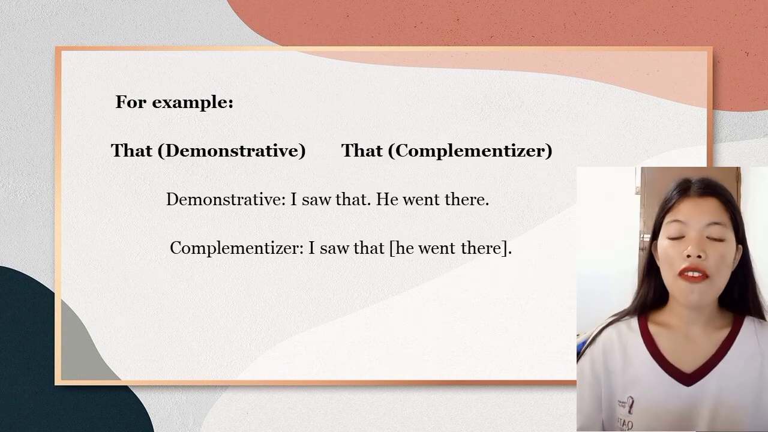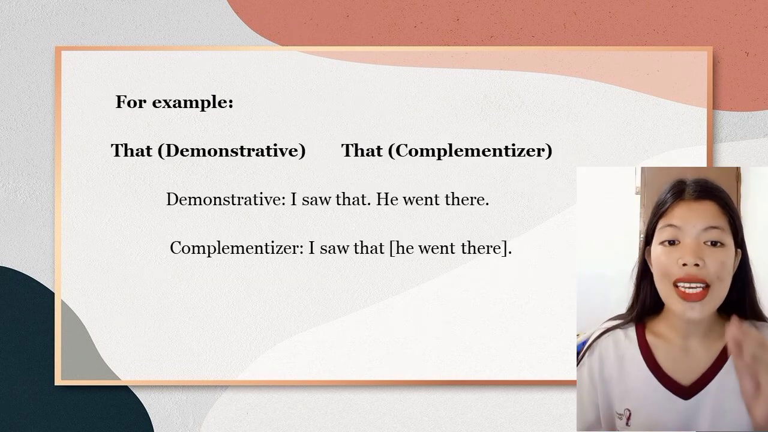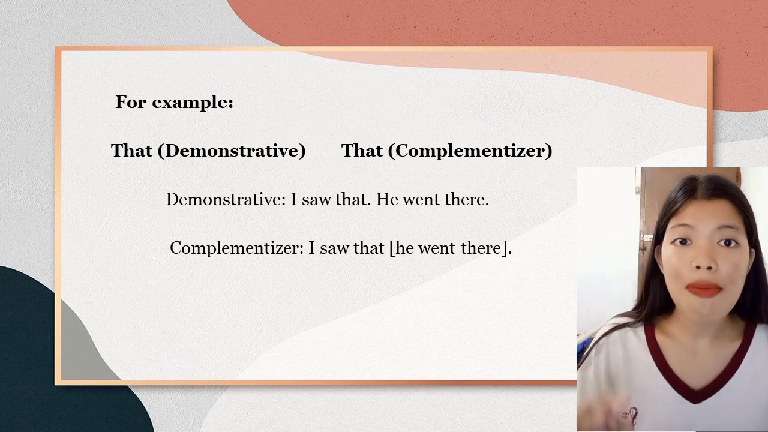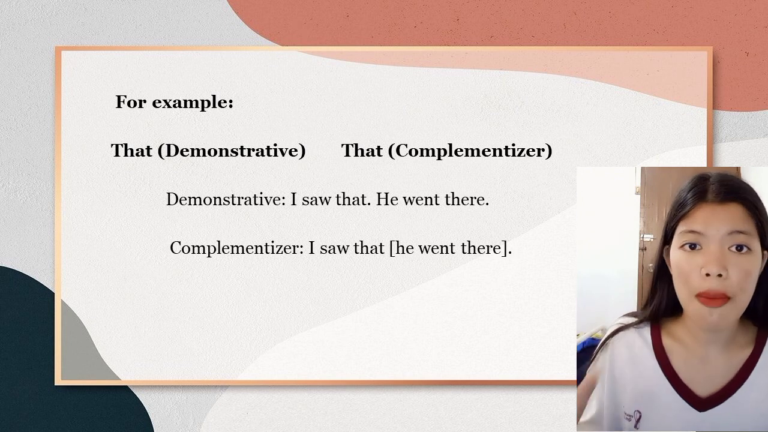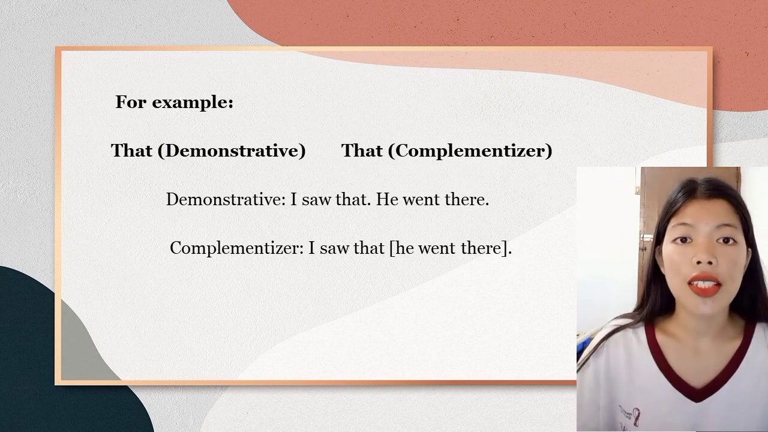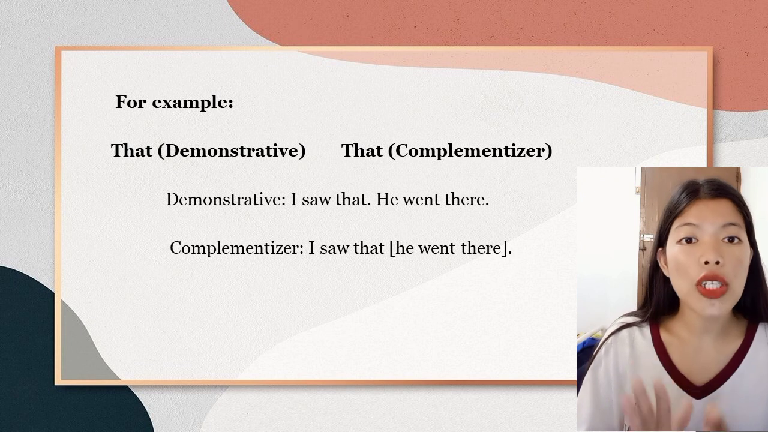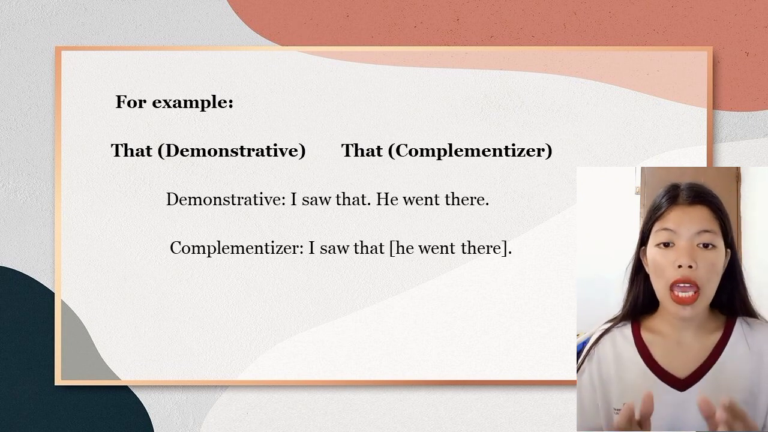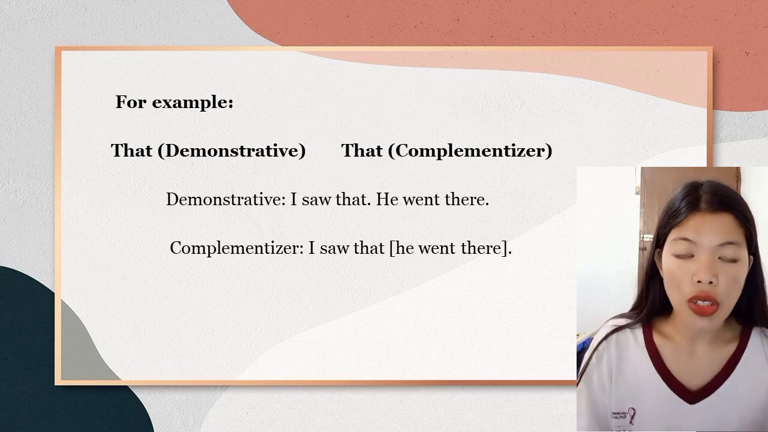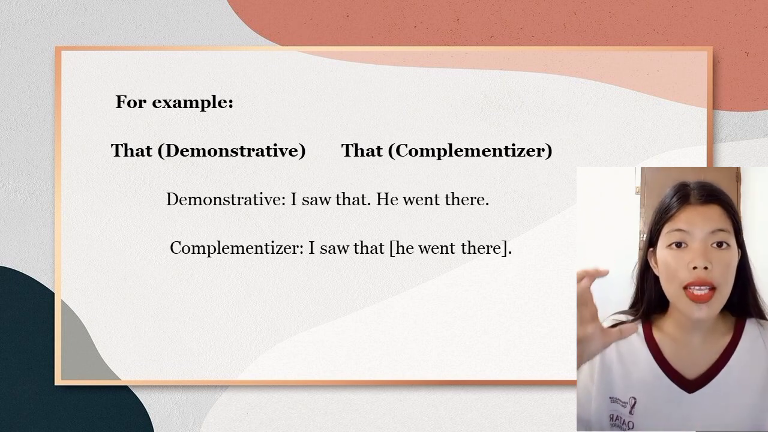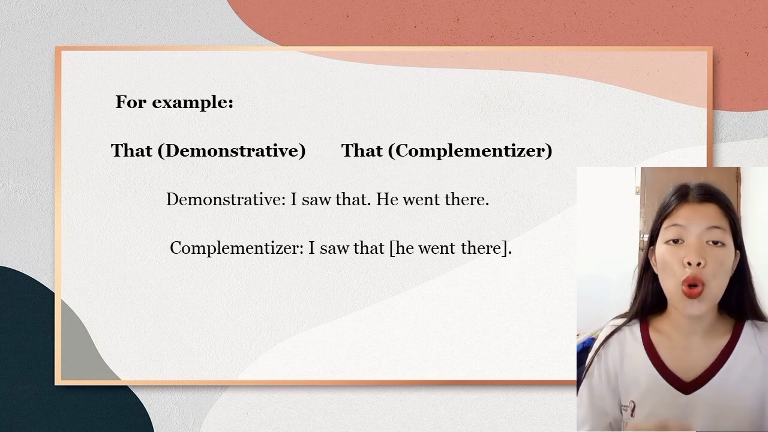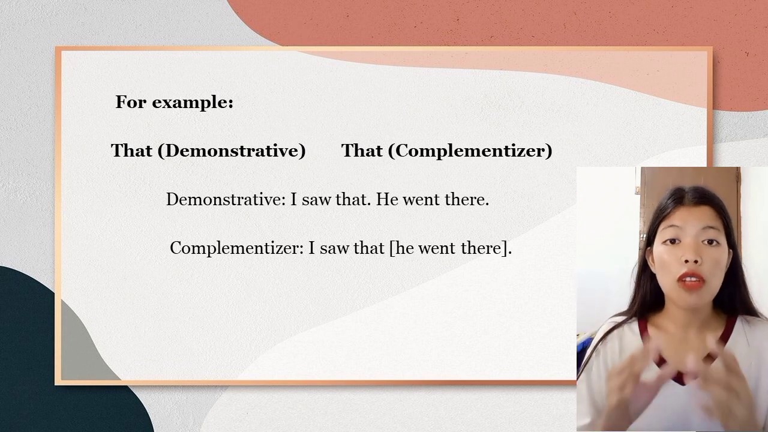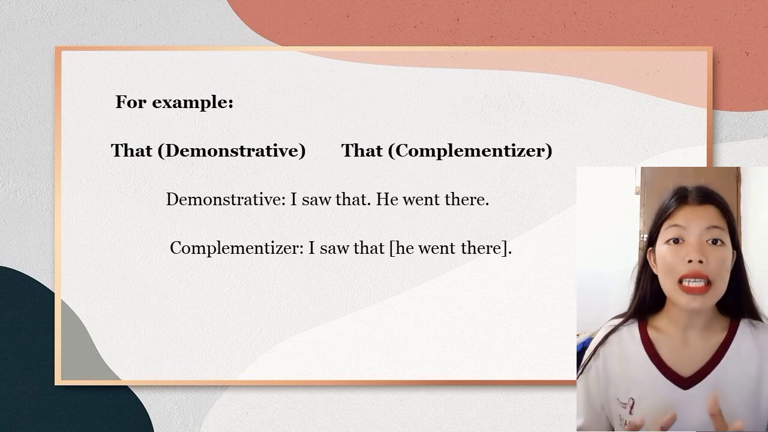For example, we have the word that as demonstrative and that as complementizer. In demonstrative, we have I saw that. So it means that one person saw something. And then the second sentence is he went there. So there's a particular person that goes to a direction. And then in complementizer, it became I saw that he went there. So from the demonstrative that, which has two sentences with different meanings, in complementizer the two sentences are complemented, so it became one sentence with one meaning.